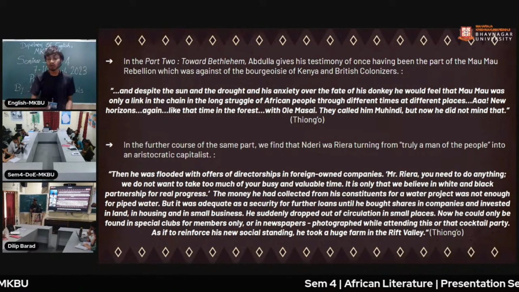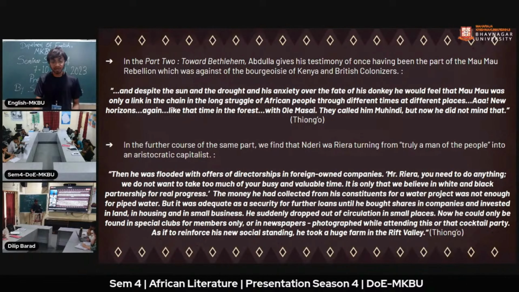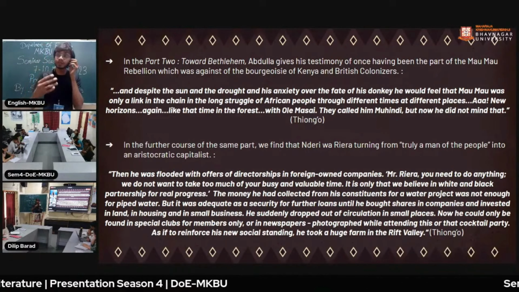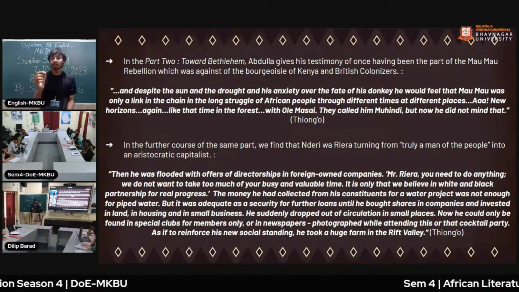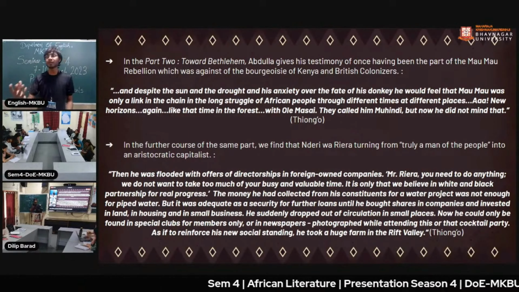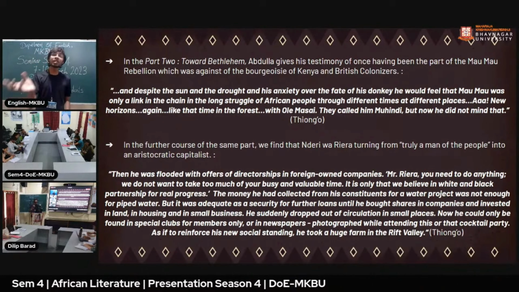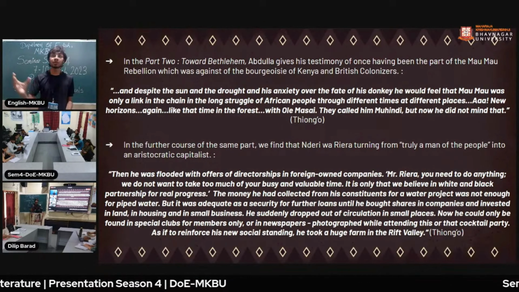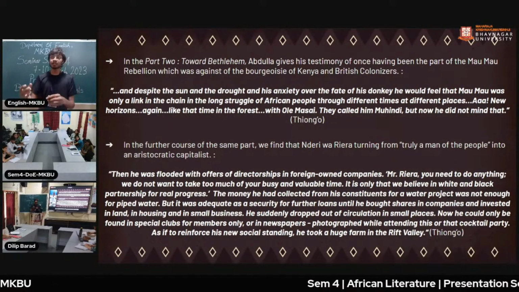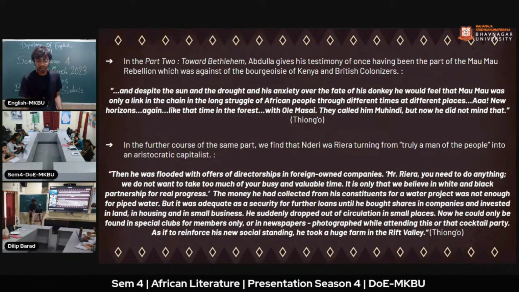So here is the reference to the Mau Mau rebellion. So direct reference is given. That's good. In the further course of the same part, we find that Nderi Warrior. See now again, see how capitalism is working within this novel. We are having one character. In the beginning, he is depicted by the author as a very kind person who wants to stay with the people, the poor people. But once he gets money, once he gets orders from the elite class, then he does not consider them. So here is the whole description of how he is taken over by capitalism, or capitalist ideology. So again, it is there.